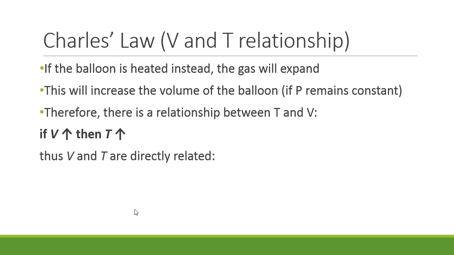Therefore, the volume and the temperature are directly related, as shown by these equations right here. The volume is directly proportional to the temperature, right here, or volume equals a constant B multiplied by the temperature when the pressure and number of moles remains constant. B is a constant that's going to depend upon the gas as well as the pressure and number of moles. Therefore, that value of B will change depending on what system we are looking at.